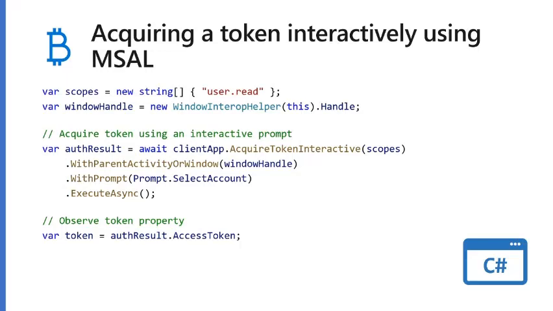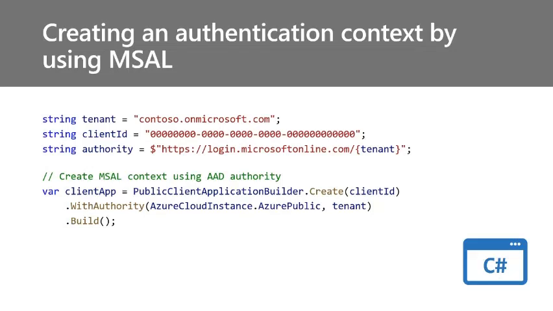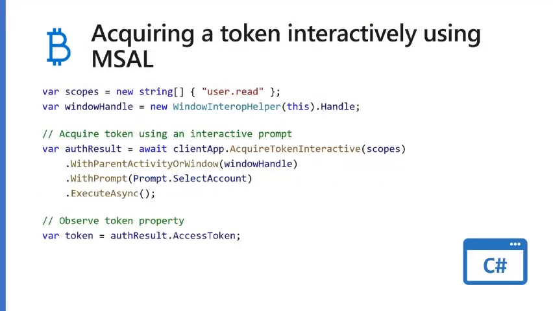So once you have the client app here, now you can acquire the tokens interactively using MSAL. To call protected web APIs, you need an access token for your app. When you request a token, you need to define a scope. The scope determines what data your app can access.